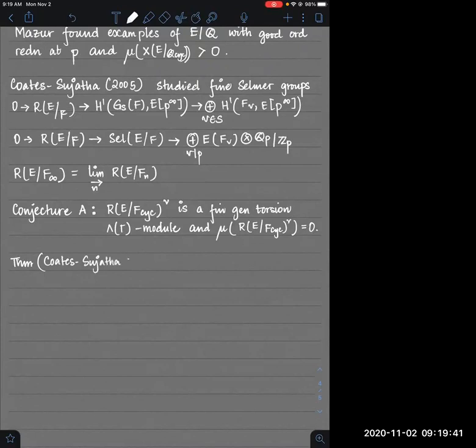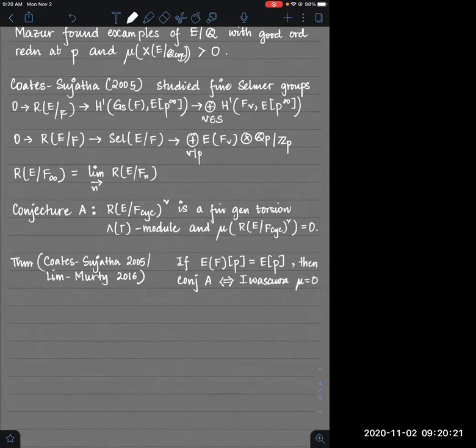from 2005. And there was an alternate proof given by Meng Fai Lim and Kumar Murty in 2016 that if your elliptic curve is such that your base field contains the p torsion points, then Conjecture A is equivalent to the classical Iwasawa mu equals zero conjecture.